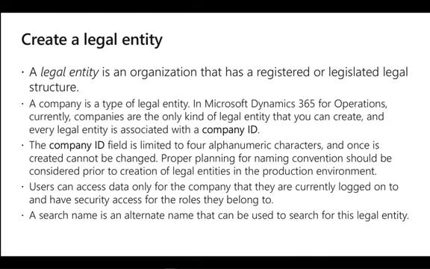A company is a type of legal entity. In finance and operations, companies are the only kind of legal entity that we can create, and every legal entity is associated with a company ID. The company ID field is limited to four alphabetic characters, and once it is created, it cannot be changed. Proper planning for the naming convention should be considered prior to creation of a legal entity in the production environment.